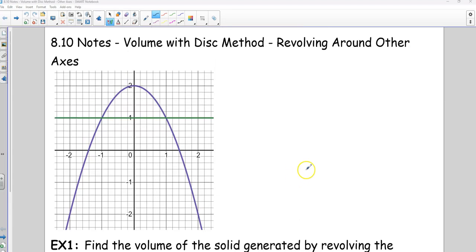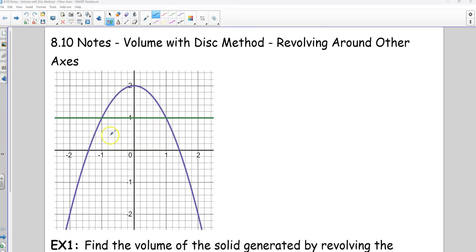Okay, so today we're going to look at revolving functions around an axis that is not the x-axis or the y-axis. They will still be vertical or horizontal. We will not do any slanted lines. I'm sure it can be done. I do not know how to revolve anything around a slanted line. So everything that we will be revolving will still be either vertical or horizontal, but today we might be revolving around something like y equals 1 or x equals 3. So it's going to change our method slightly, but not very much.